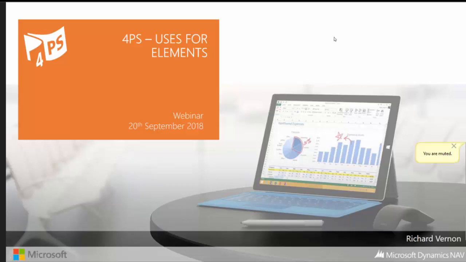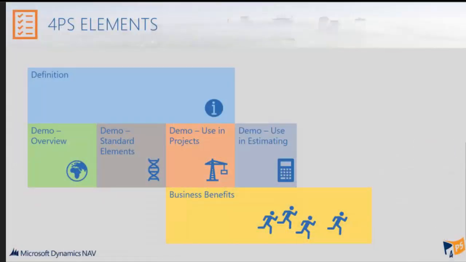Okay, thanks, Adam. So today we're talking about elements within 4PS. And to start off, really, this is the agenda we're proposing. So we're going to define what these elements are. It might be a new concept to a lot of you. We're going to go through a quick overview of the elements and how they look in 4PS. We're going to talk about a thing called standard elements and show you where those are created in 4PS. And we're going to look about showing you elements within projects in 4PS and within estimating in 4PS. And after that, we're going to try and describe to you what we feel are the business benefits of using elements.